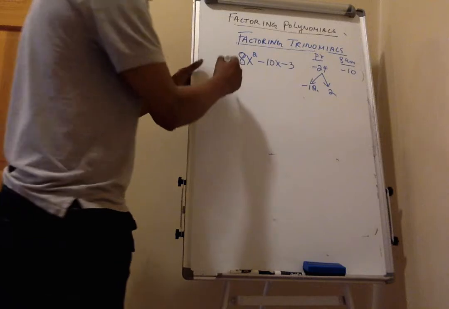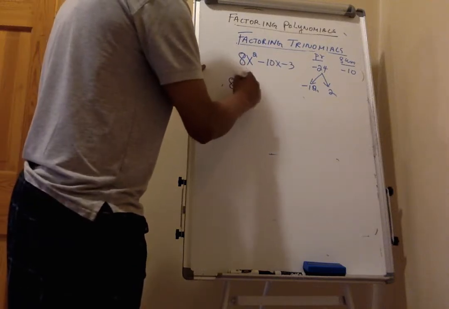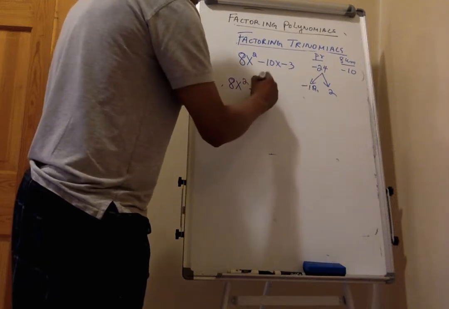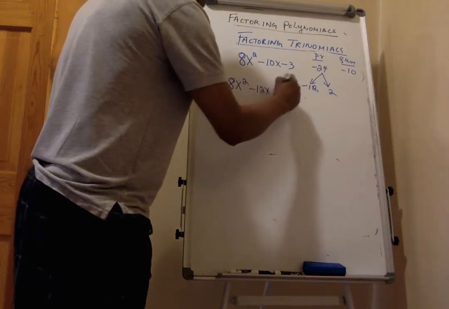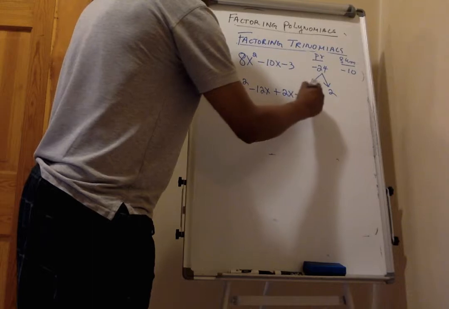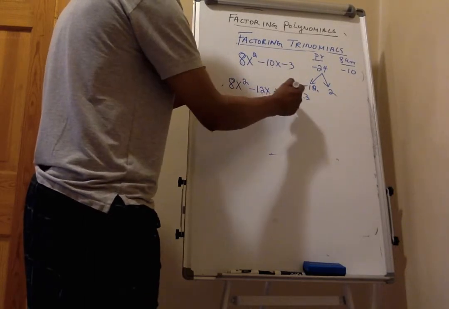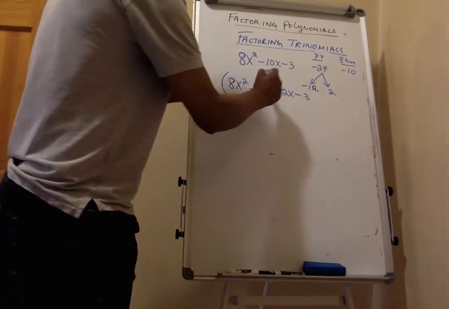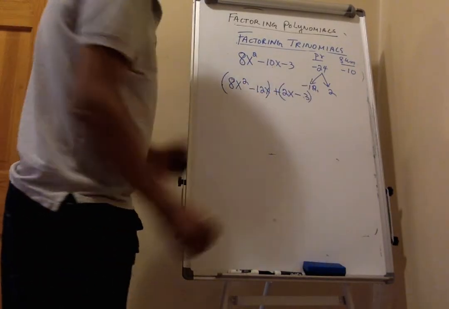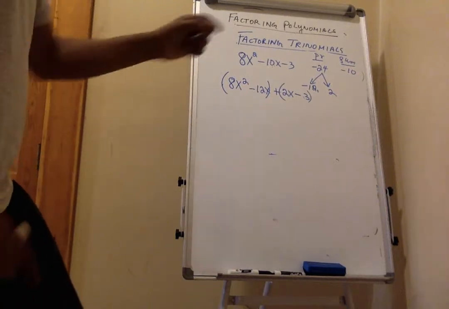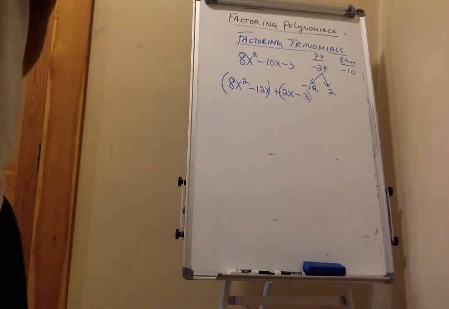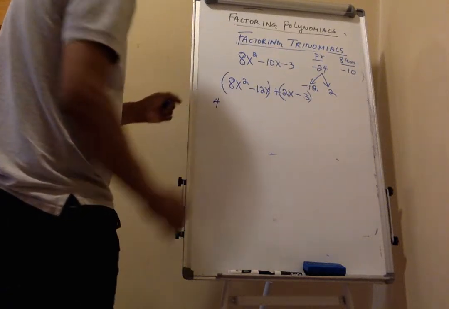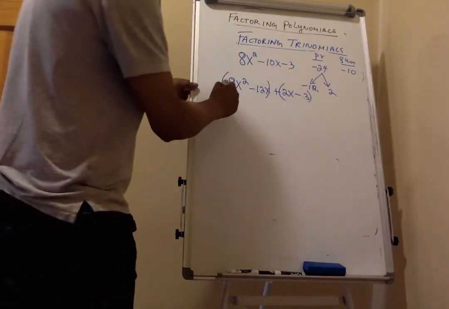So let's rewrite this as 8x squared. Instead of writing minus 10x, I'm going to write minus 12x plus 2x minus 3. So minus 10x means minus 12x plus 2x. I'm not changing anything. Then let me go ahead and find the greatest common factor between 8 and 12. It is 4. Between x squared and x, it is x.